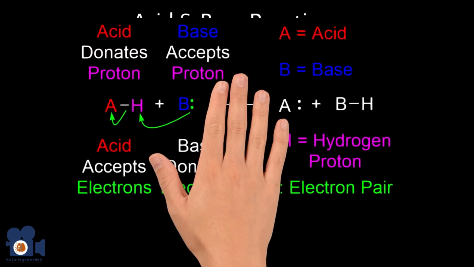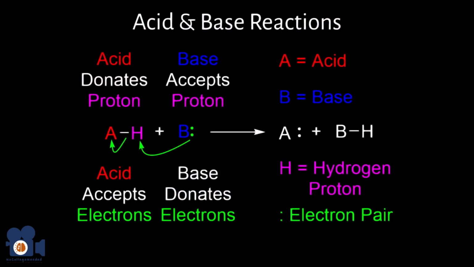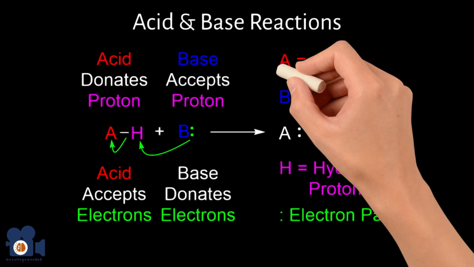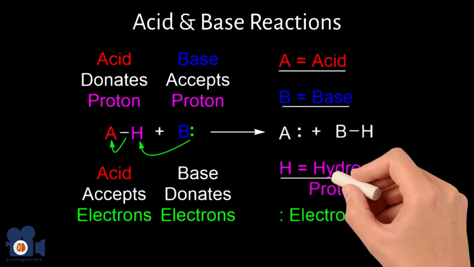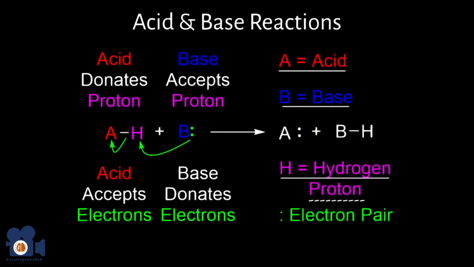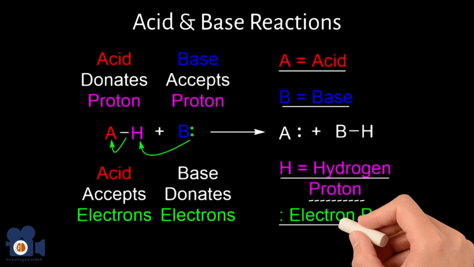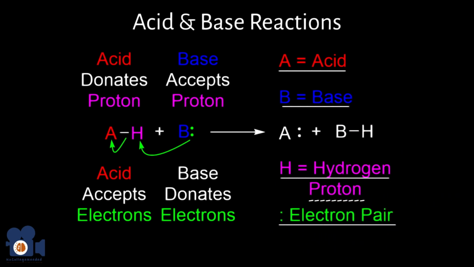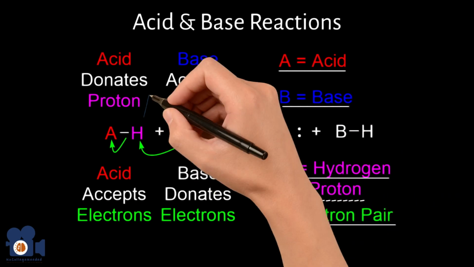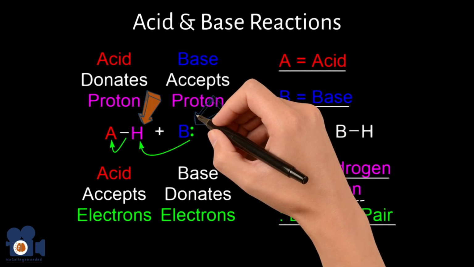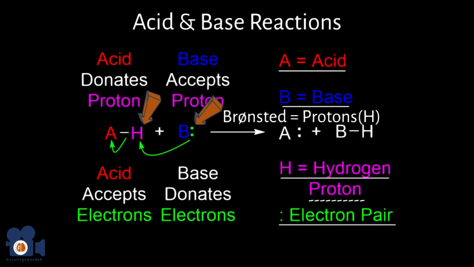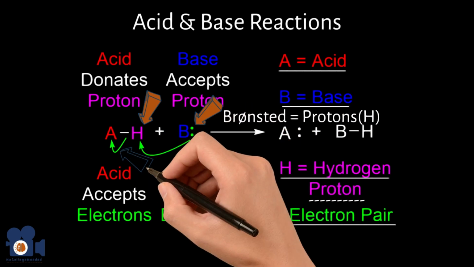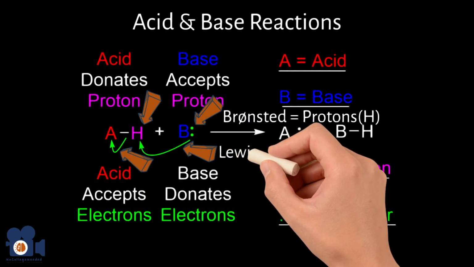Here's a diagram of both the Brønsted-Lowry and Lewis theories with the same reaction, so you can see it in action. The A stands for acid, the B stands for base, the H is the hydrogen proton, and the colon is the electron pair. In it, you can see the acid donating its proton while the base accepts it in the Brønsted-Lowry definition, while simultaneously the acid accepting electrons from the base's donation of them.